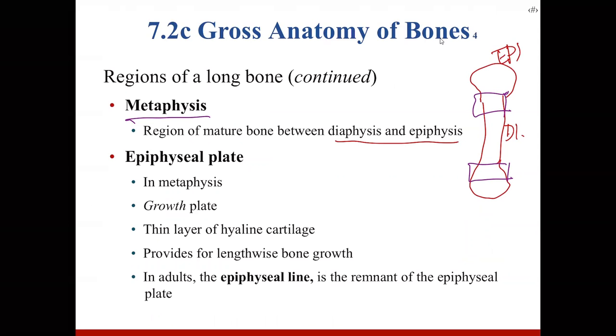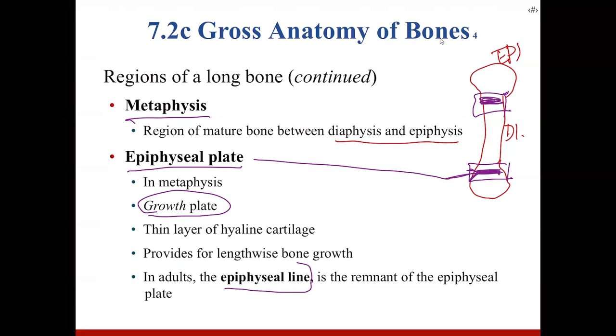Now, when you are growing, in this metaphysis area, you have what they call an epiphyseal plate. It's also known as the growth plate. So in here is a layer of hyaline cartilage, and that's how we're going to grow. We're going to grow the cartilage and push the ends down and make the bone longer. After you finish growing, we have a remnant of the growth plate, and that's called the epiphyseal line.